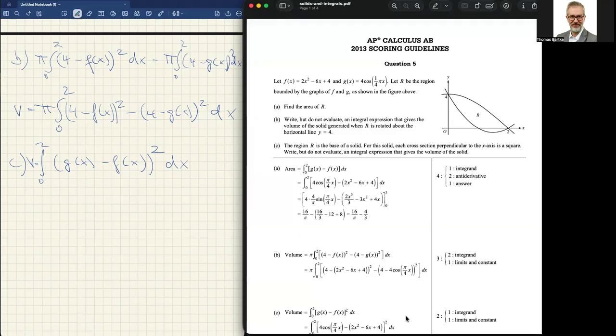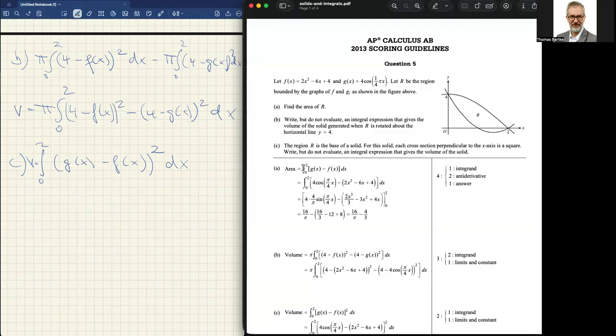The integrand, the limits, and the constant is it. I don't know what they mean by constant in this second case, but I think this is just kind of a copy error, because there's not really a constant in this one. The constant is here, which is the constant that gives the area of the axis of rotation.